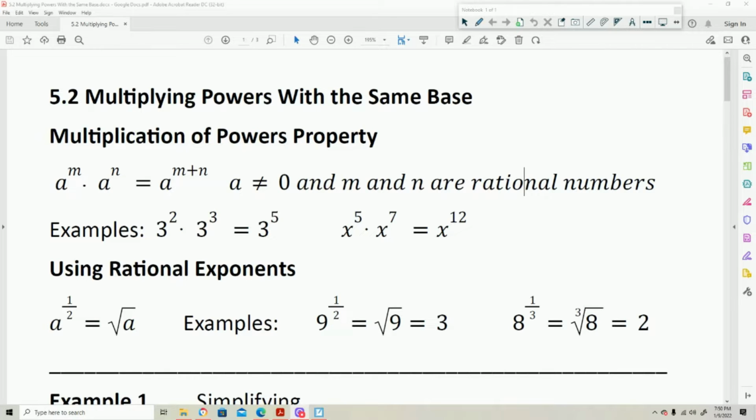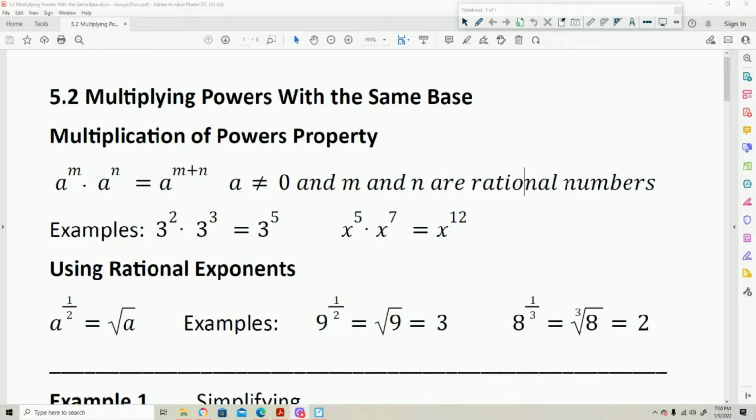So all you're really doing when you have the same base, meaning the same number, the same variable, is you just take these two exponents and you add them together. This is not an addition problem, this is a multiplication problem, but you simplify by adding the exponents together. Now a is not 0 and m and n are rational numbers.